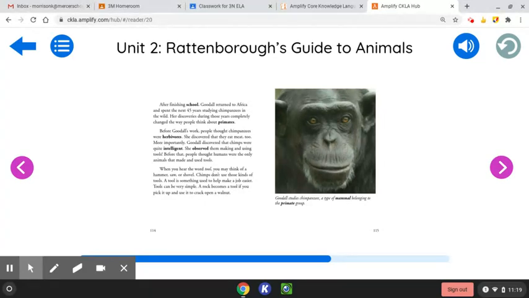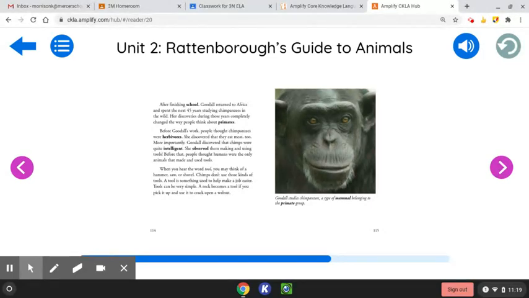More importantly, Goodall discovered that chimps were quite intelligent. She observed them making and using tools. Before that, people thought humans were the only animals that made and used tools. When you hear the word tool, you may think of a hammer, saw, or shovel. Chimps don't use those kinds of tools. A tool is something used to help make a job easier. Tools can be very simple. A rock becomes a tool if you pick it up and use it to crack open a walnut.